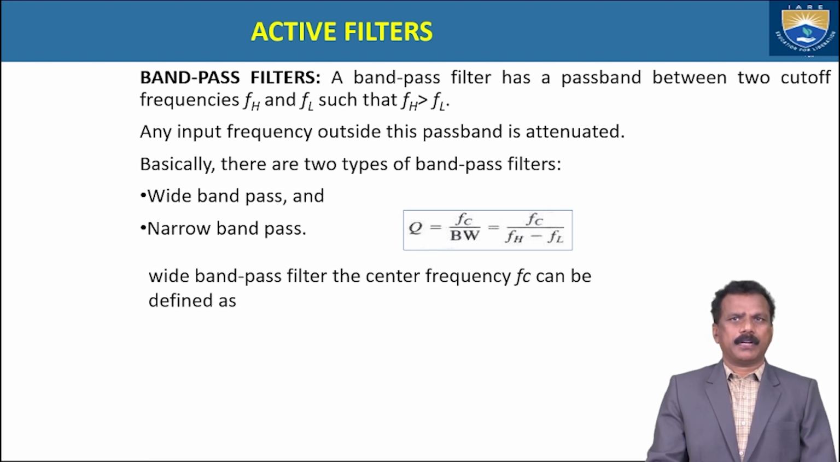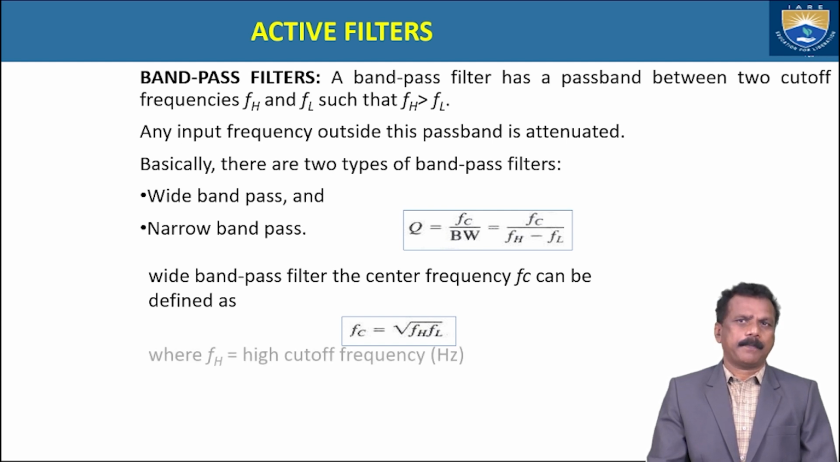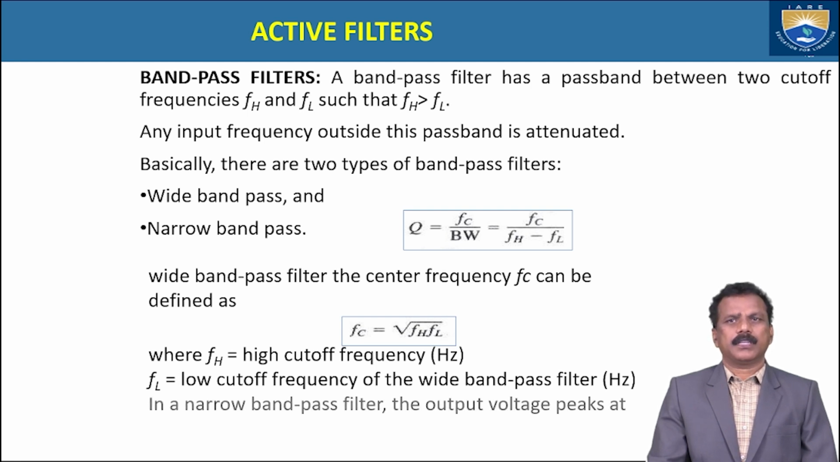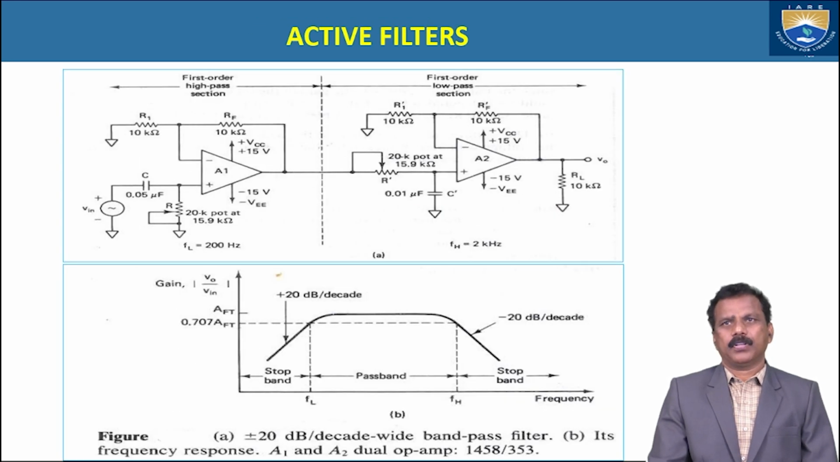For a wide band pass filter, the center frequency FC can be defined as FC equal to the square root of high frequency into low frequency, where FH is the high cutoff frequency and FL is the low cutoff frequency of the wide band pass filter. In a narrow band pass filter, the output voltage peaks at the center frequency. The circuit diagrams are available like this.